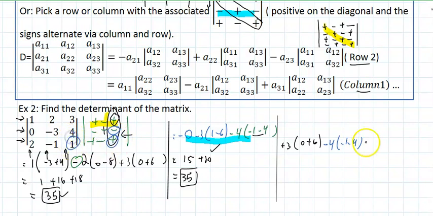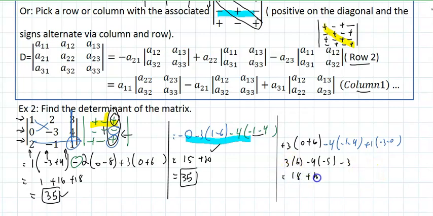Positive times a positive is a positive 1. And cross its row and column. Negative 3 minus 0. And that would be a 3 into 6 minus 4 into a negative 5 minus 3, is that right? That will be 18 plus 20 minus 3. That is 15 plus 20, 35.